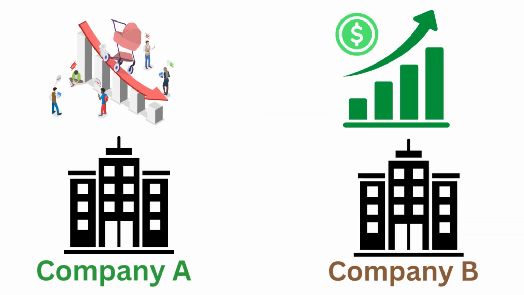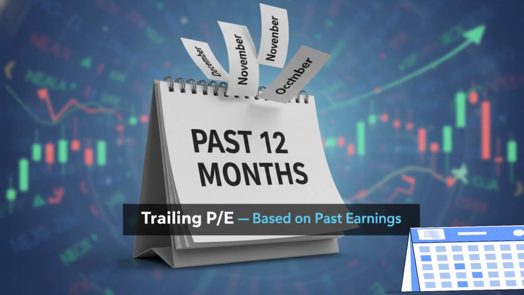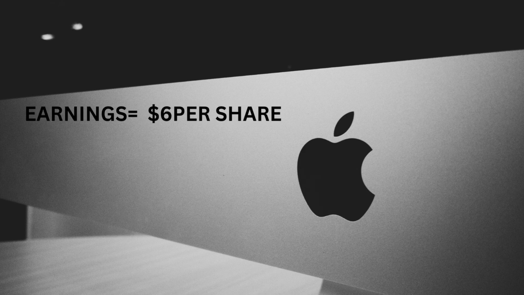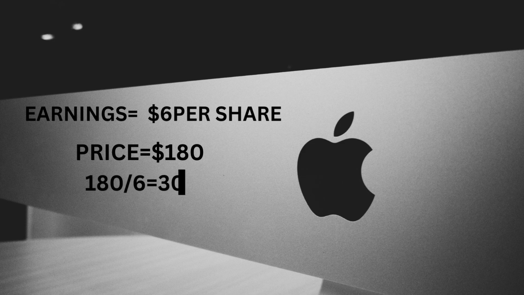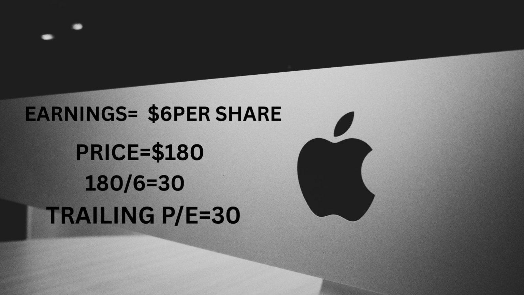Now, here's where things get interesting. There are actually two types of PE ratios. 1. Trailing PE. This uses past earnings, usually from the last 12 months. It tells you what investors are paying based on what the company already earned. For example, if Apple earned $6 per share last year and its stock price is $180, divide 180 by 6, and you get a trailing PE of 30. That means investors are paying 30 times last year's profits.